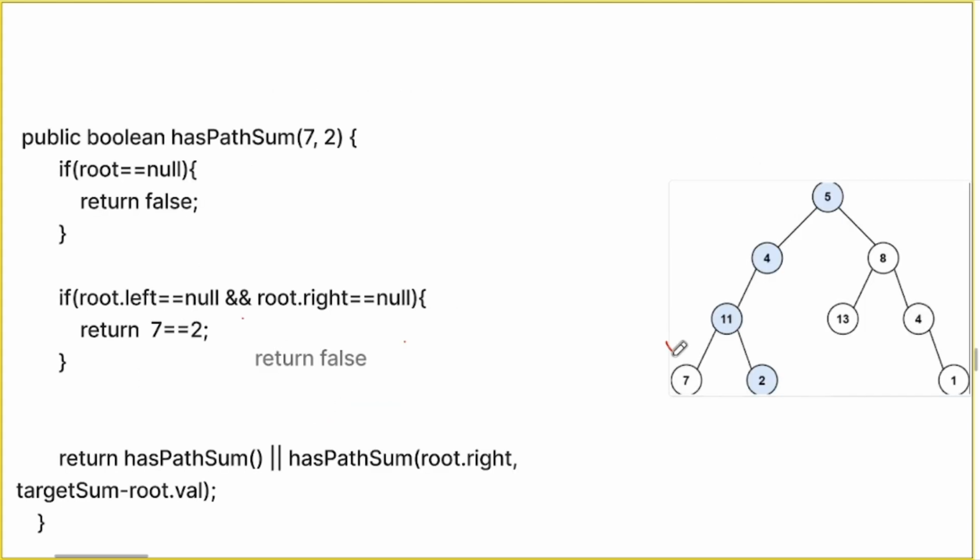Now currently we are at node 7. We are checking whether it is a leaf node. Yes, it is a leaf node because its left and right children are null. It doesn't have any left or right children. We came to the end of a path, so we can compare whether the target sum is equal to the node's value or not. We are comparing, but here there is no equality. It is not equal, so it will return false. If it is equal, it will return true.